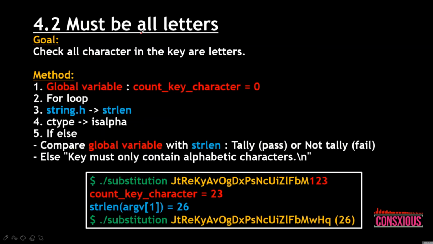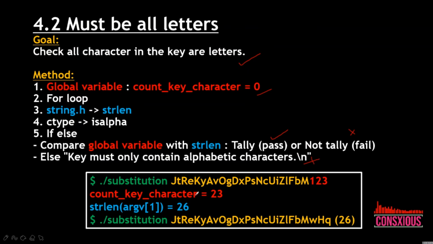So next, must be all letters. We have to check the characters, make sure all of them are letters. We can have a global variable. We put here the variable count key character equals 0. Then the for loop, string.h, string length, ctype's isalpha, if else. The concept here is to compare the global variable with string length. If tally, it is passed; if not tally, we fail. If fail, we have to print this statement: the key must only contain alphabetical characters.